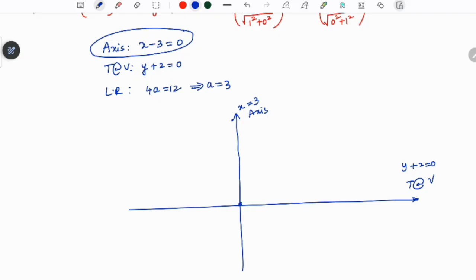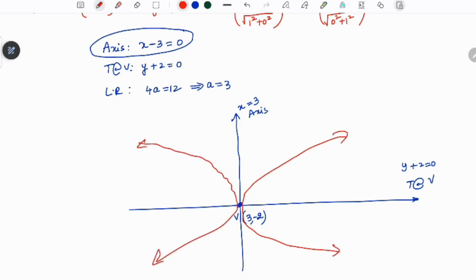Okay. So what is the vertex? The x coordinate is 3, and the y coordinate is minus 2. Now, see, can the parabola be like this? No. If the parabola is like this, then x equal to 3 will be the axis. The axis is the line of symmetry, right? The parabola should be symmetrical with respect to the axis. So this is not our diagram.